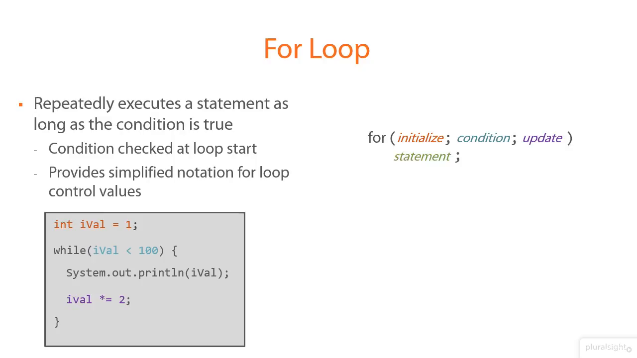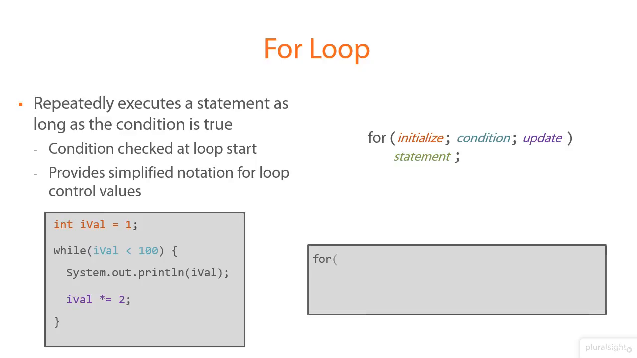To see an example of that, we start out with our for keyword and the parentheses. We do the initialization, ival equals 1. We have a condition, ival less than 100. Notice that each of these sections is separated by a semicolon. And then we have our update, ival *= 2. And then in the body of the loop, we print out ival.